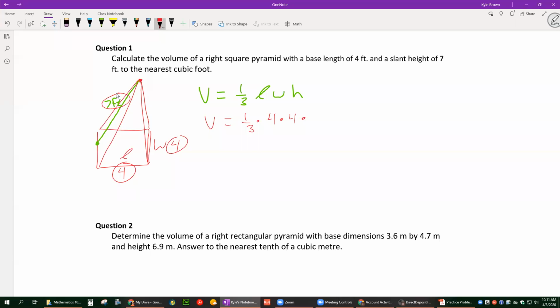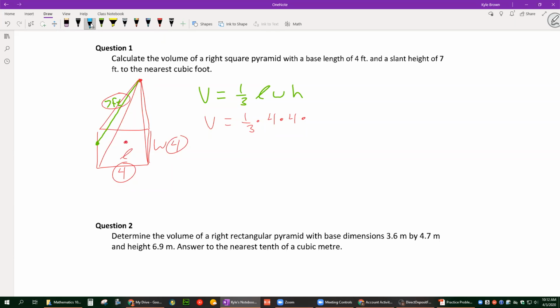It's not 7. That's the slant height. That's the height going up the side of this thing. So we're going to do something similar to what we did like 2 weeks ago now. We're going to make a right triangle and then do the Pythagorean theorem. That's correct.